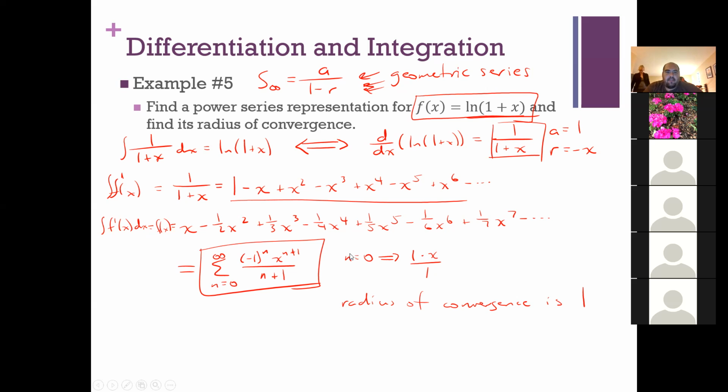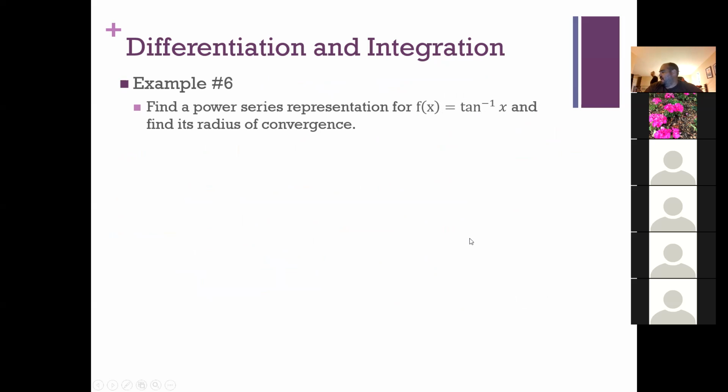All right, let's go ahead and do our last one for the first half of class here. Same thing. Inverse tangent of x is not something I can handle. But does it resemble something I can deal with? Or am I a derivative or an antiderivative away from something I can handle? 1/(1 plus x squared). Okay.